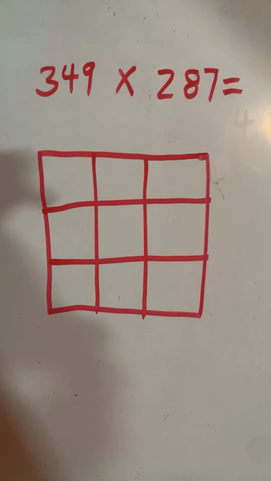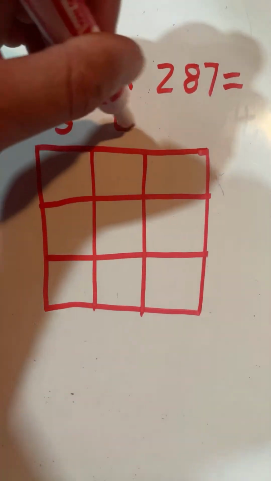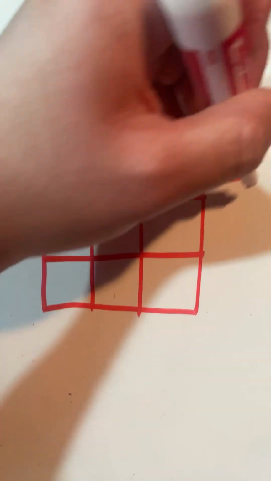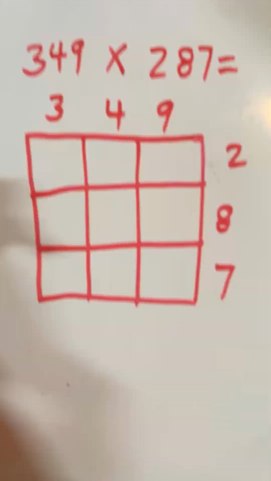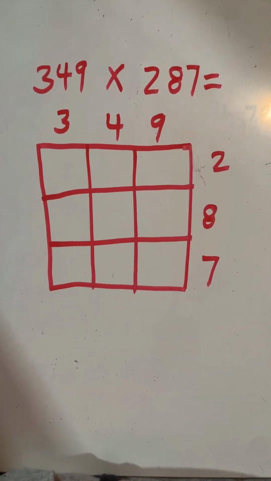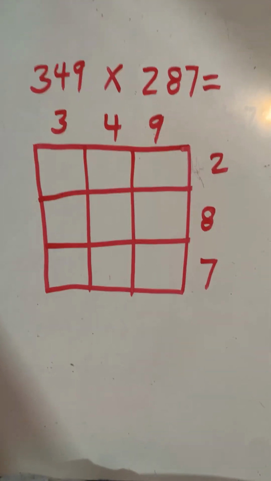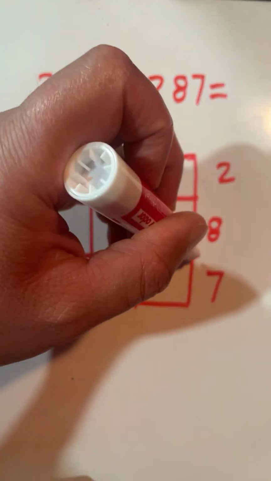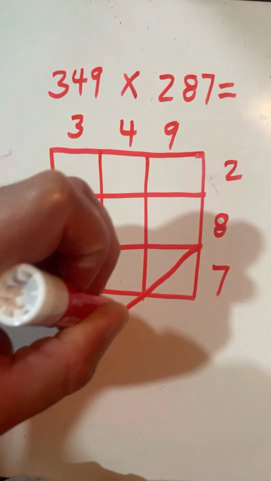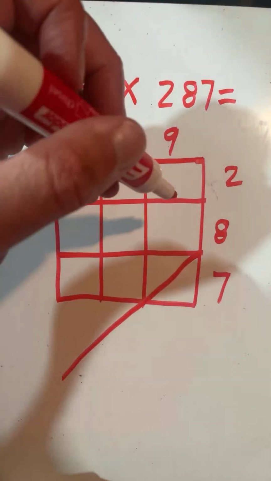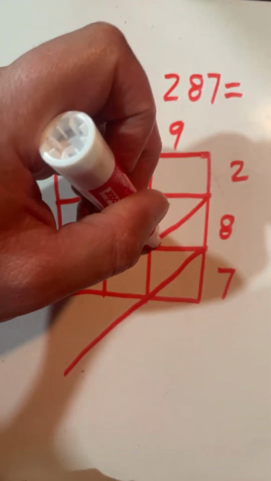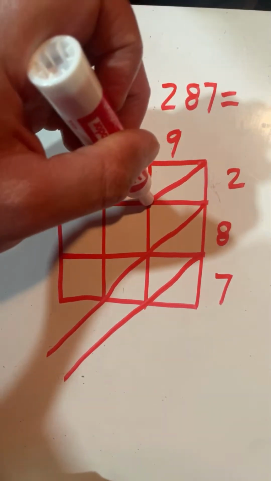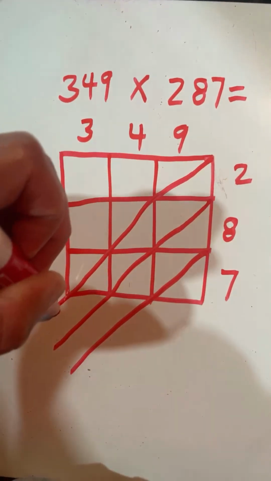So along the top, we have 349. Along the side, we have 287. Don't worry, you do not have to do that in your head. I'm going to show you exactly how to go about it. So drawing diagonal lines across each of the squares, making them into triangles.